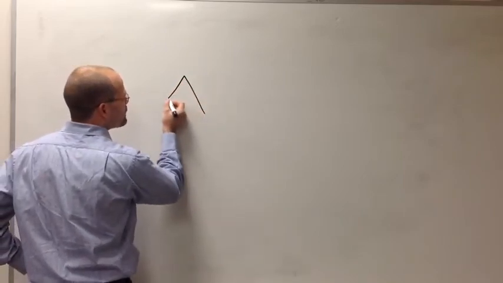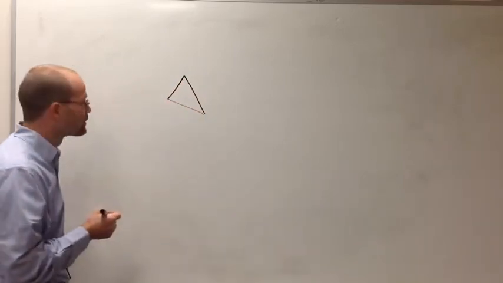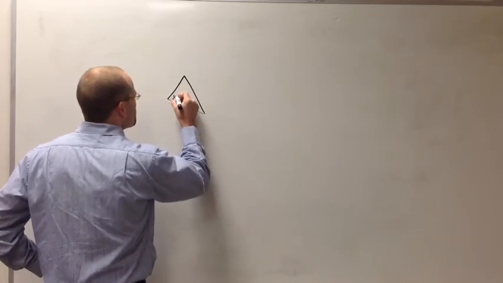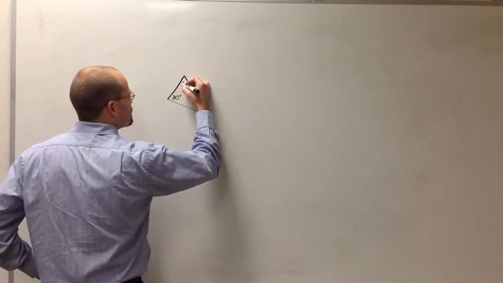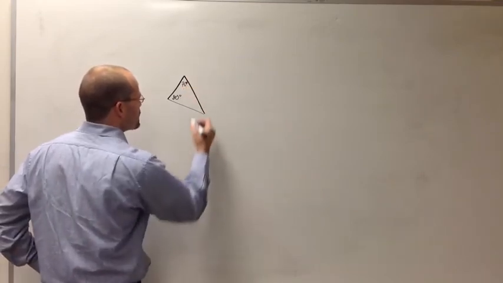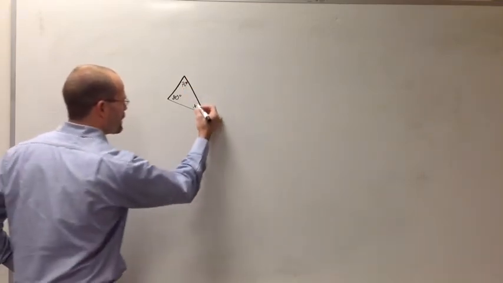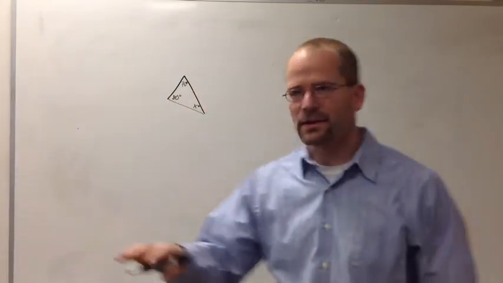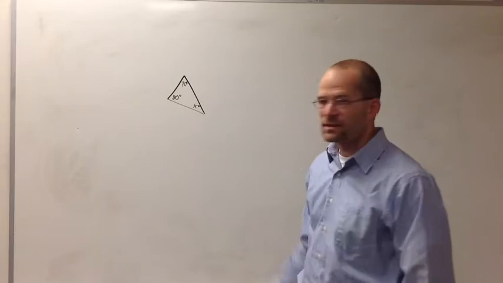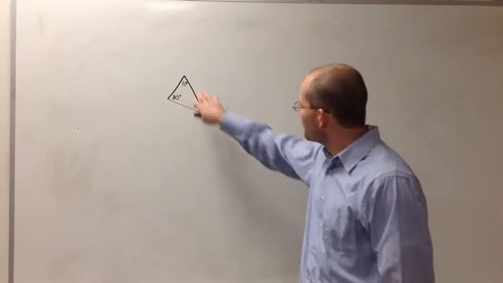Suppose we have a triangle with the following measures in the interior angles. Suppose this is 80 degrees, and let's suppose that this one up here is 70 degrees. And the question is, what is the measure of that angle there? What's the measure of this angle here? Perhaps we need to know it for some particular reason, some calculation related to something that's going on elsewhere in the problem. How can we find it?